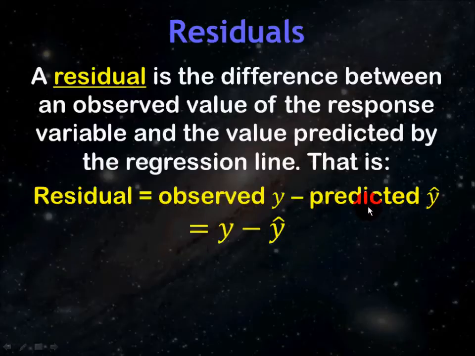This is the same formula that we use for the so-called error. We'll come back to that also in the next set of notes. But observed minus predicted. If you were to plot that on a graph, for a positive residual, the observed value would be higher than the predicted value. If you had a negative residual, the predicted value would be higher than the observed value. I think I got that straight.